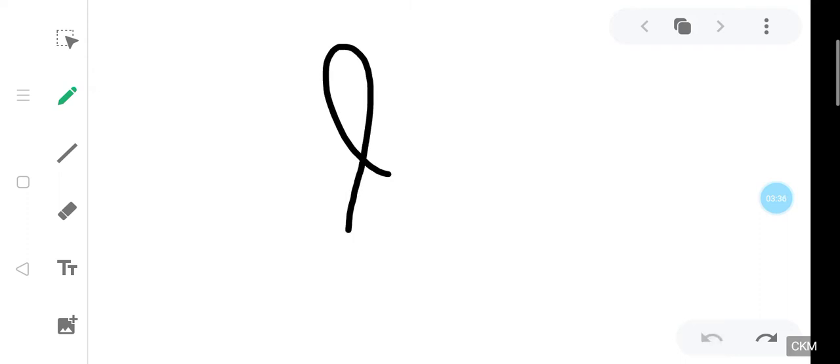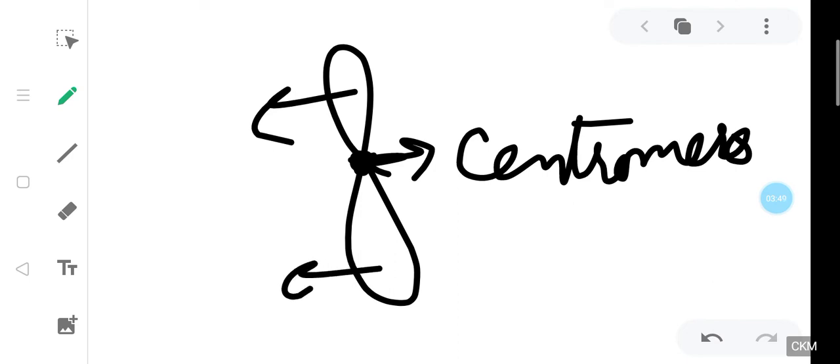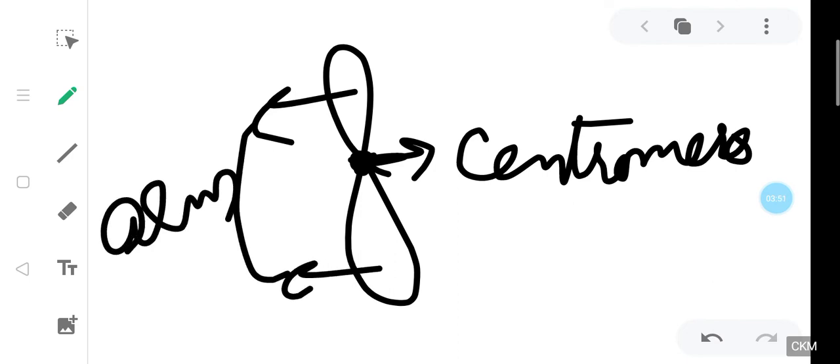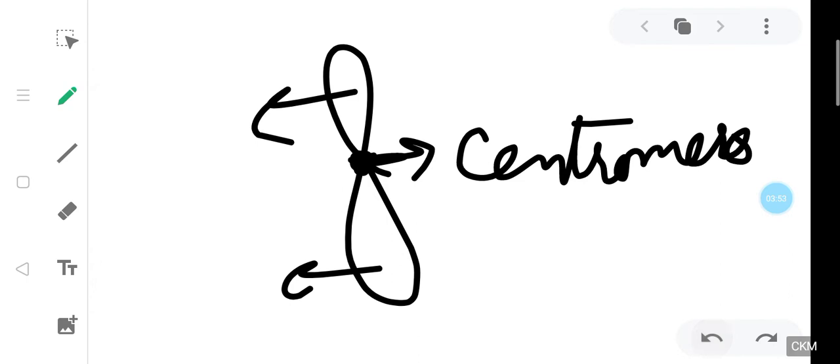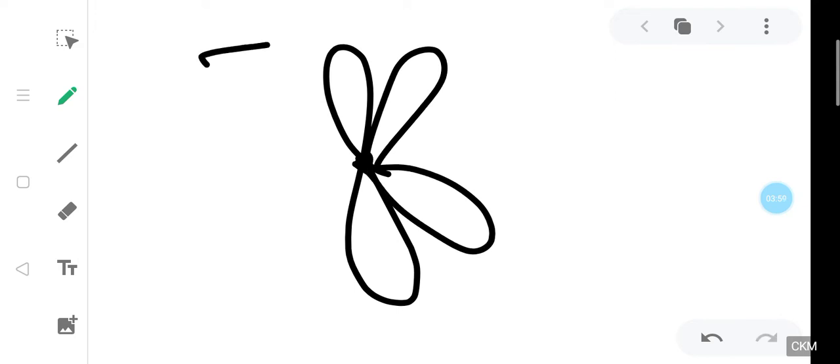If you look at the chromosome, we know that the chromosome exists like this. What is this central part? This is known as the centromere. And these are known as the arms. Basically, students, we have always seen the structure of the chromosome like that.